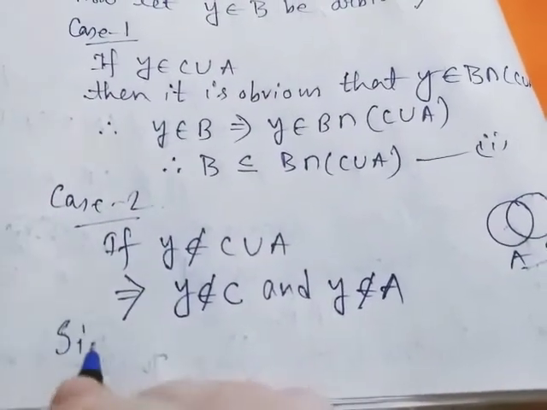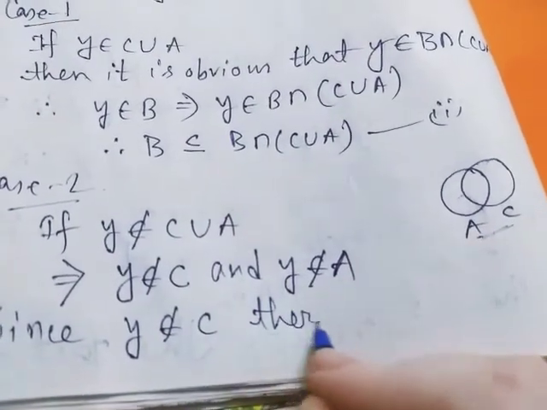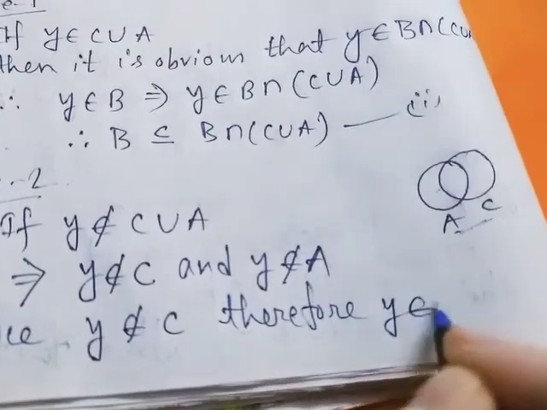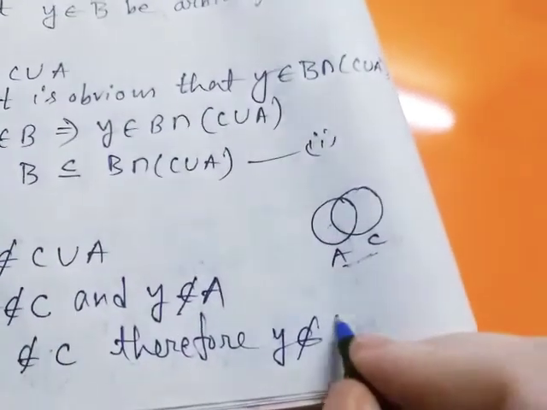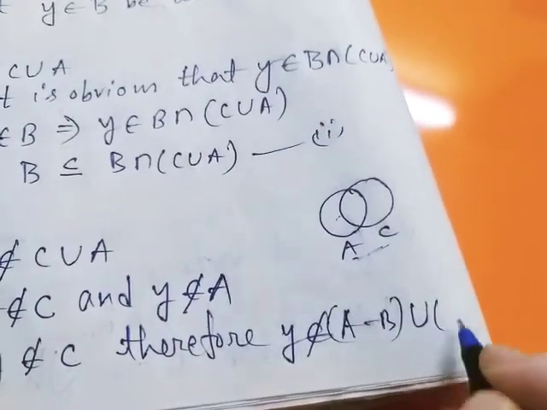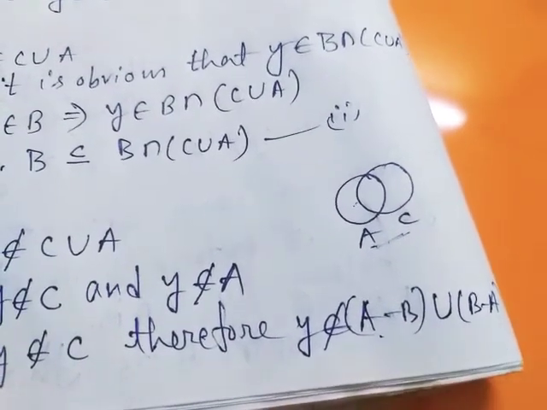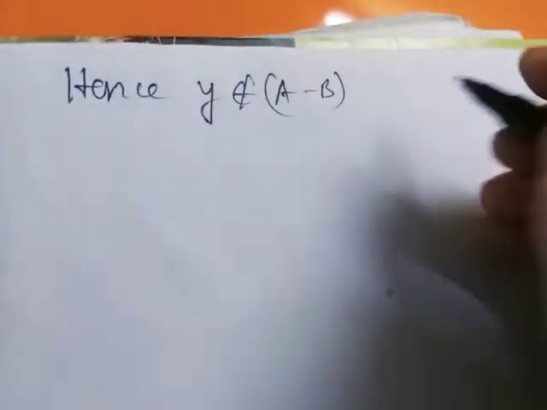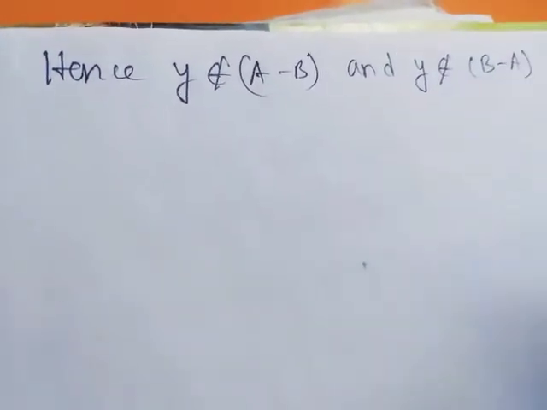Now since Y does not belong to C, therefore, Y does not belong to C equal to (A minus B) union (B minus A). Therefore, Y does not belong to (A minus B) union (B minus A). Now, by same logic, we can say that Y does not belong to A minus B and Y does not belong to B minus A. Hence, Y does not belong to A minus B and Y does not belong to B minus A.